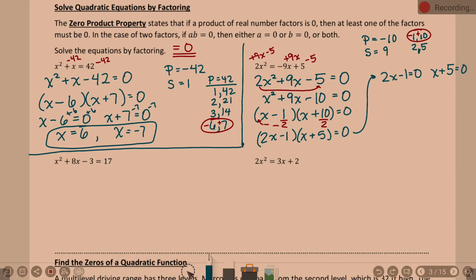If it's 2x minus 1, I'm going to add 1. 2x equals 1. Then I'm going to divide by 2, and x is 1/2. Over here, if it's x plus 5, we're going to subtract 5, and x is -5. We end up with 2 answers. Okay?